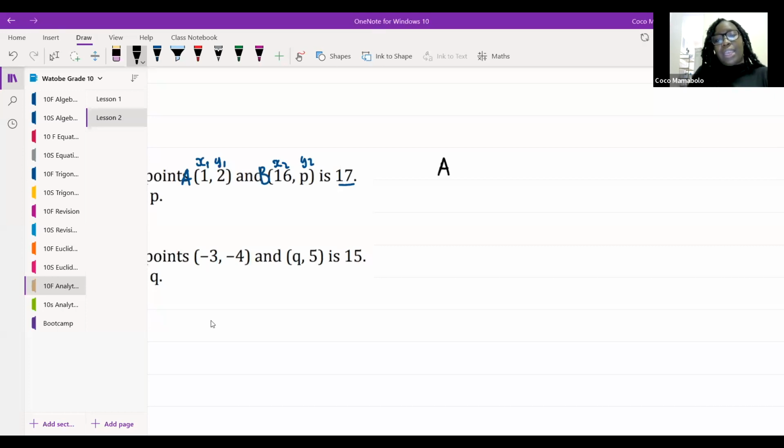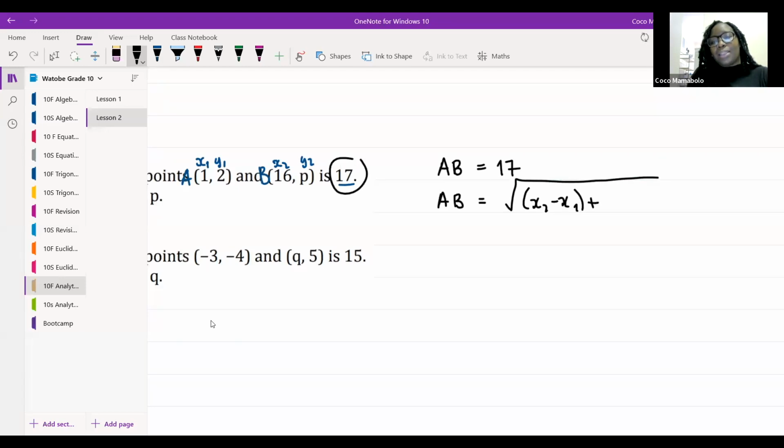So they're saying that the distance AB is 17. So we already know that AB is equal to 17. The other thing we know is that AB is equal to the square root of (x2 minus x1) squared plus (y2 minus y1) squared. I hope everyone is with me here. I haven't done anything funky. I'm just reading the question as it is. Now I'm going to substitute in where I can.